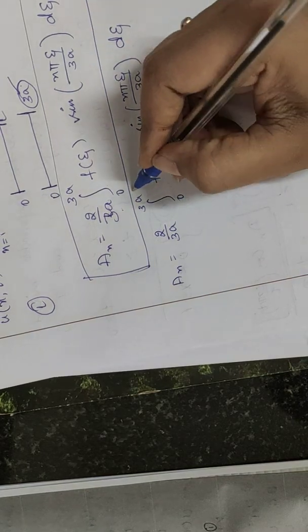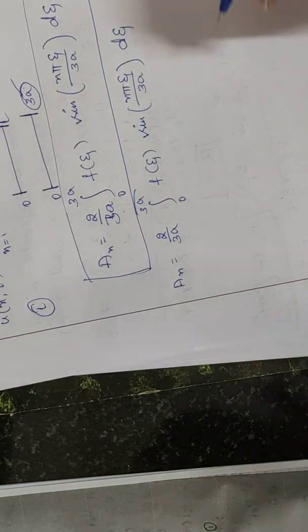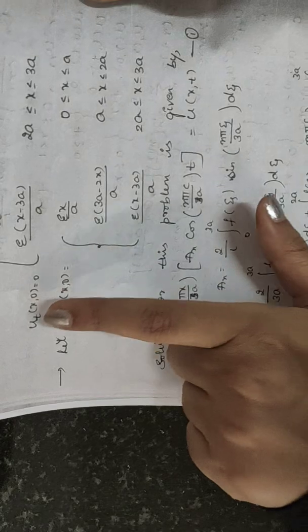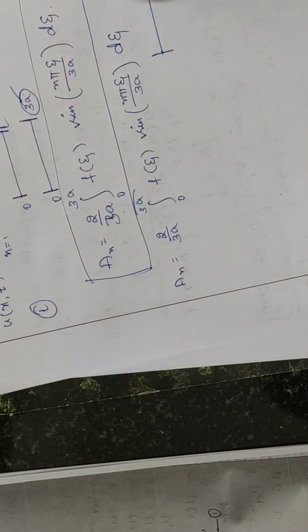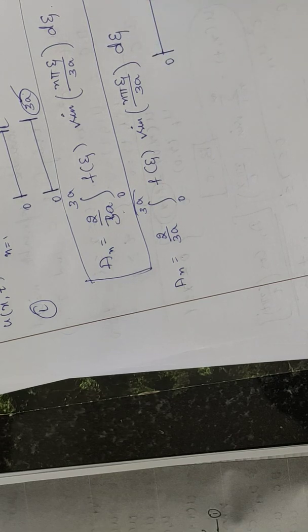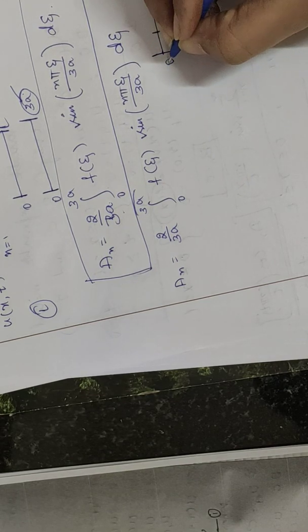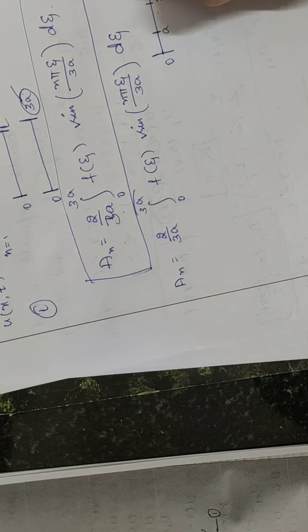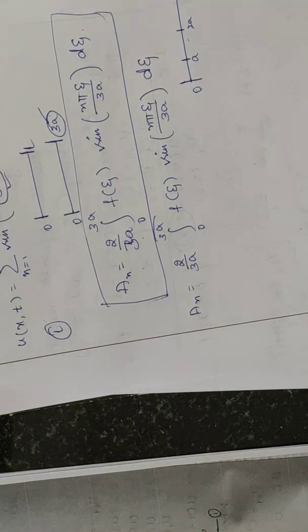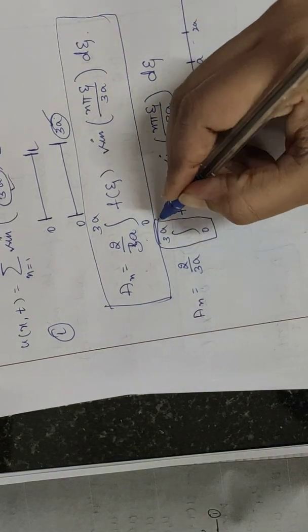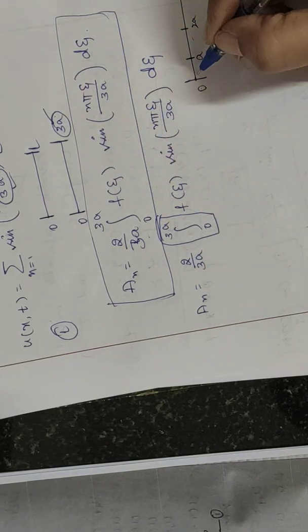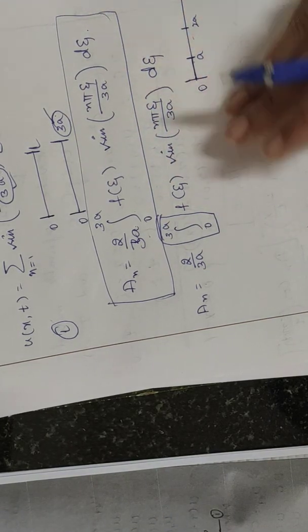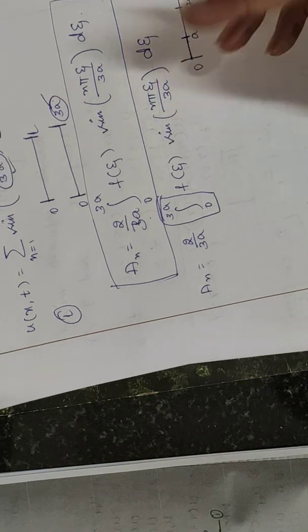Here, since I have three conditions for 0 to 3a, that means there is a partition in the interval 0 to 3a. We have different conditions from 0 to a, from a to 2a, and from 2a to 3a. So I have to split my integral, because for different partitions the value of f of xi changes.